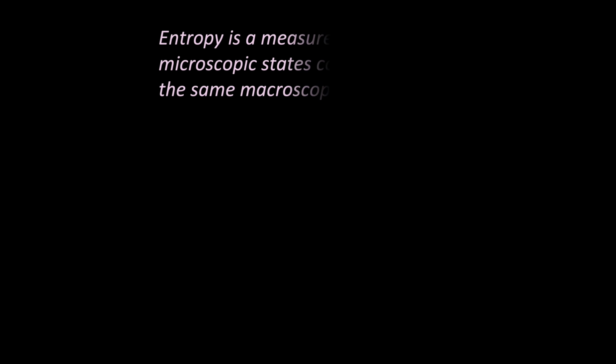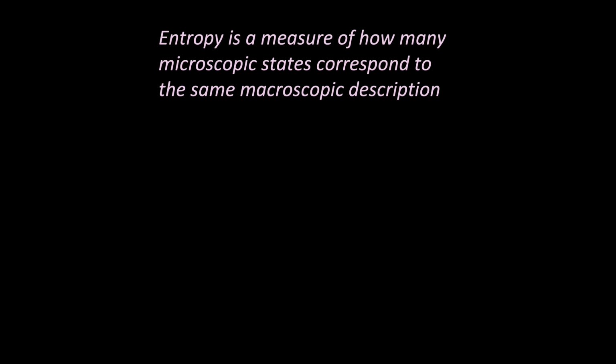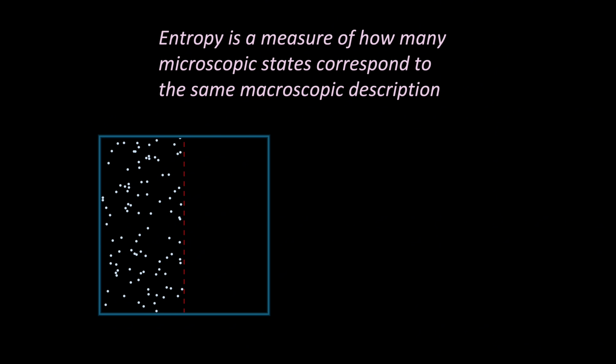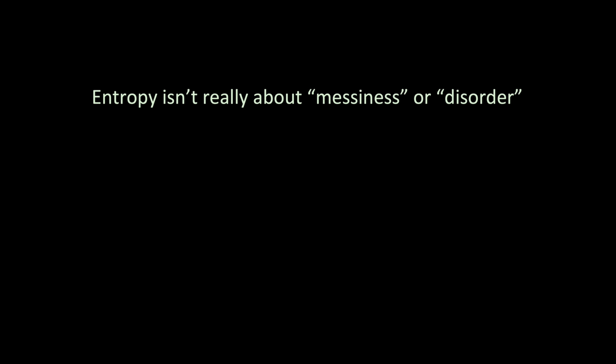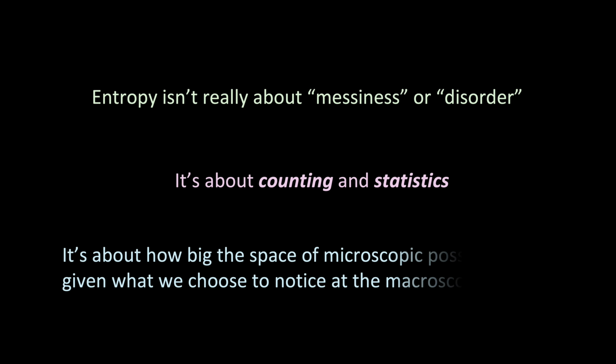In simple terms, entropy is a measure of how many microscopic states correspond to the same macroscopic description. So a macrostate like all particles on the left has lower entropy than a macrostate corresponding to a 50-50 spread, because there are vastly more microstates that look like the second macrostate than the first. So entropy isn't really about messiness or disorder, it's about counting and statistics. It's about how big the space of microscopic possibilities is given what we choose to notice at the macroscopic level. The bigger that space is, the higher the entropy should be.